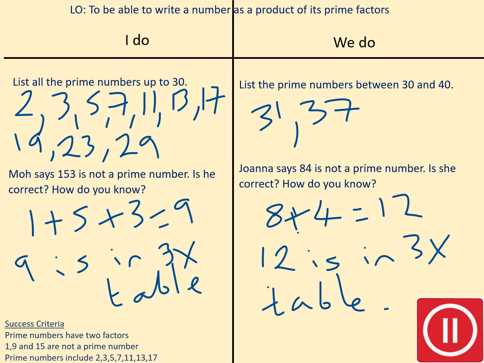Okay, so we should have 31 and 37. We can't have 33 because 3 and 11 and 1 and 33. And we can't have 35 because there's a factor of 5 in there as well. And we can't have 39 because 39 is in the 3 times table. So Joanna says 84 is not a prime number. Is she correct? Well, 8 and 4 is 12 and 12 is in the 3 times table. So she's correct to say it is not a prime number. Pause the video while you copy any of those down that you need.